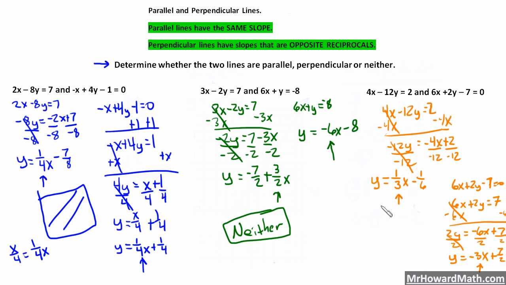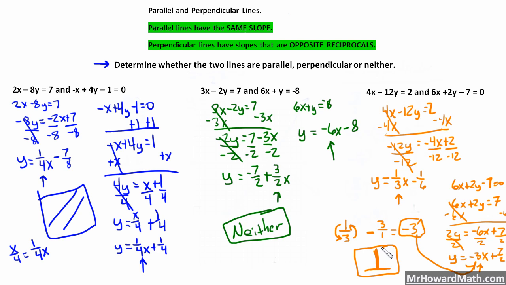So let's see. Are they the same? Absolutely not. So it's definitely not parallel. Let's see if they're opposite reciprocals. So we'll look at this 1/3. If we had the opposite reciprocal of this, it would definitely need to be negative, and we would have to turn this over. So the bottom number comes on top, top number goes on bottom, and that would be a negative 3 over 1, which would equal negative 3. And that's what we have here. So we are definitely perpendicular. So we'll put the perpendicular symbol here and box this in.